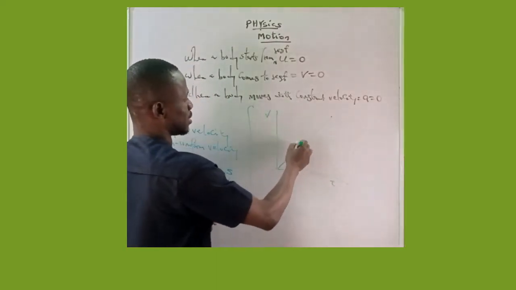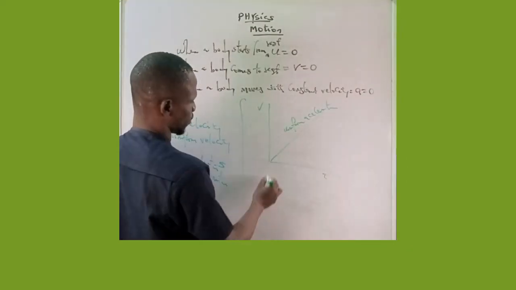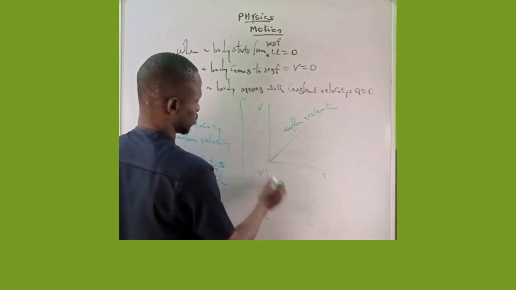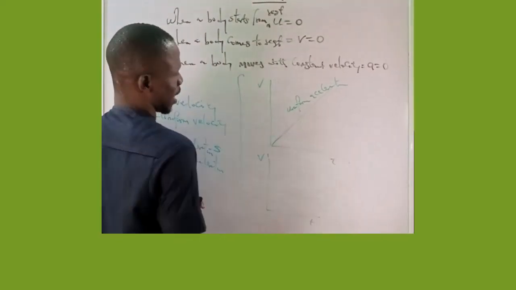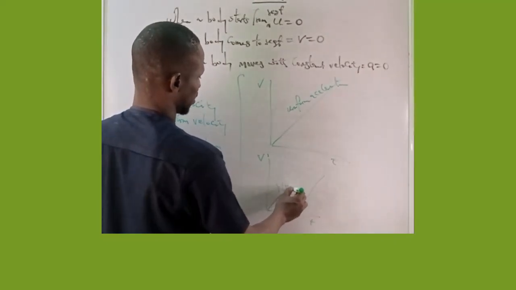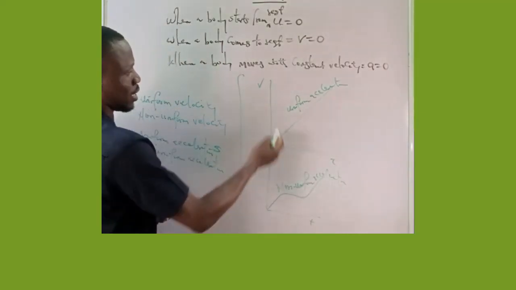The gradient is a what? A uniform acceleration. If it's non-uniform acceleration, it must be a graph of velocity over time, so that the gradient will be acceleration. But if it's not a straight line, it is a non-uniform acceleration.